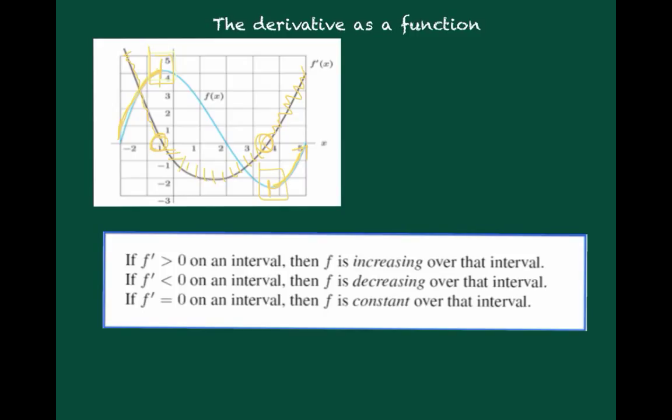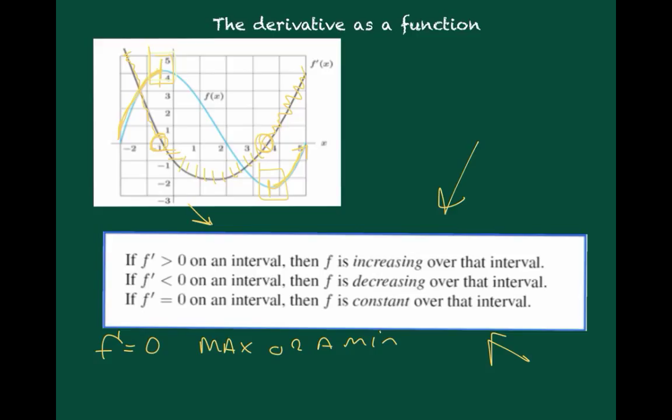So they would say that the function is constant over that interval, but we're going to be more explicit that when the derivative is equal to 0, we will have a max or a min when f prime equals 0. Okay, super important to get that in your notes. That's what the derivative tells us about an original function.